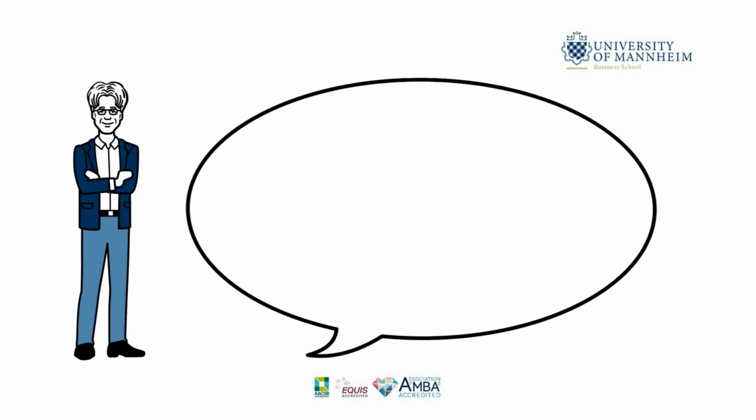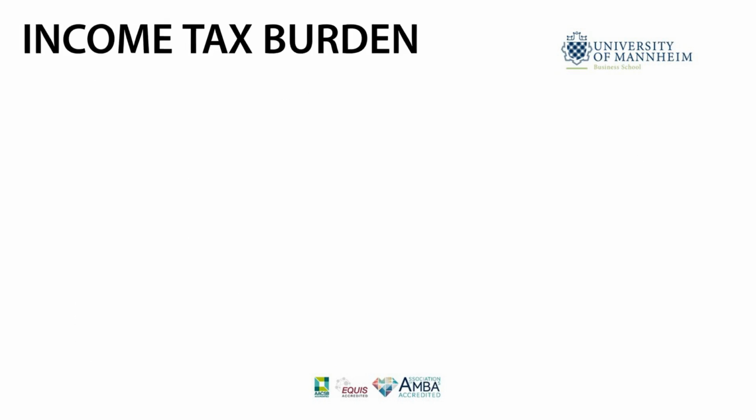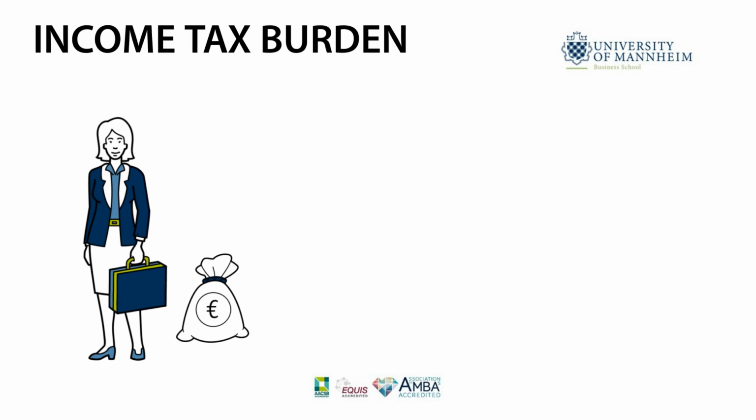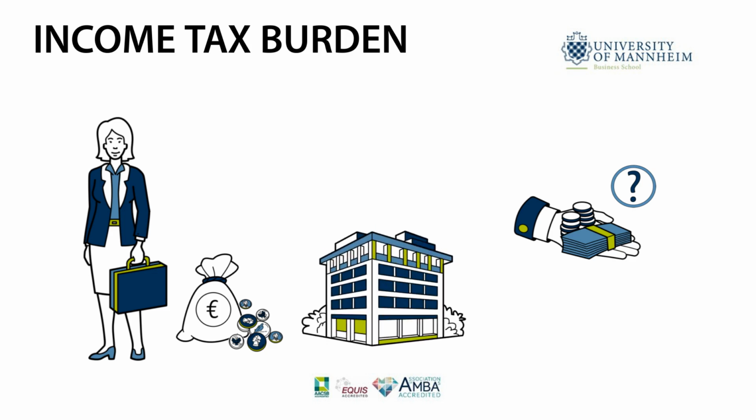Today we are going to talk about the basic elements of a tax, the tax base and the tax rate. Imagine you have earned income from multiple sources. Now you wonder how the tax burden on your income is determined. On an abstract level, the income tax burdens of individuals and corporations are determined similarly.